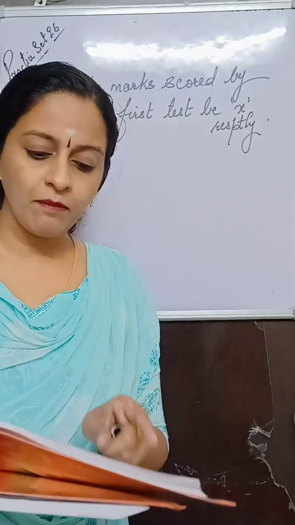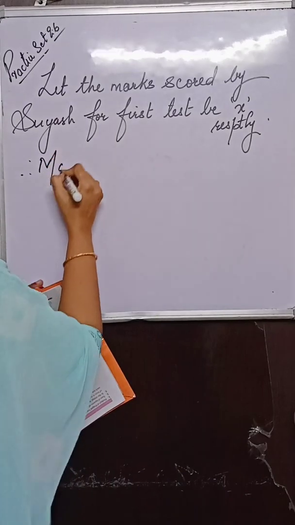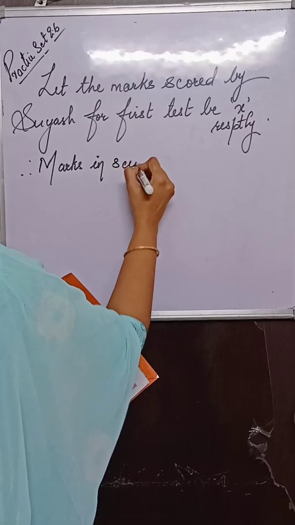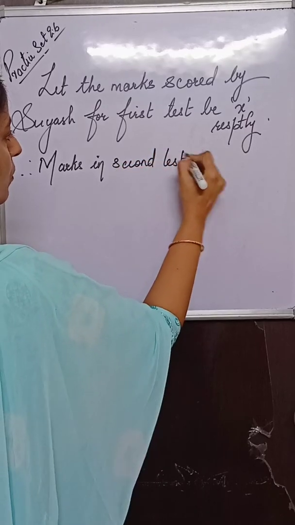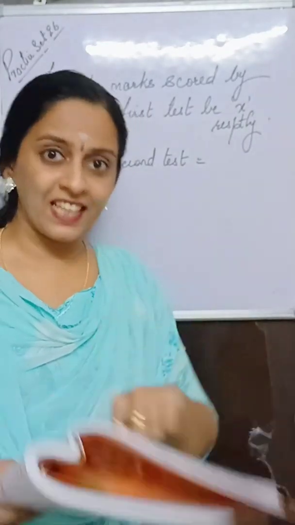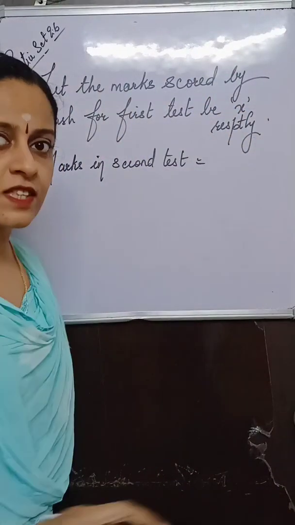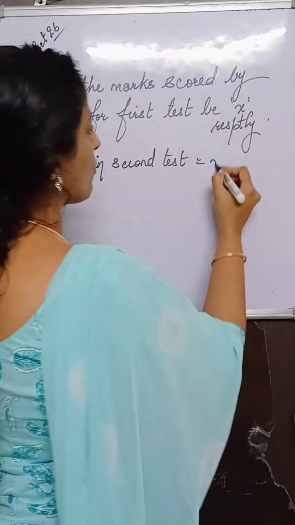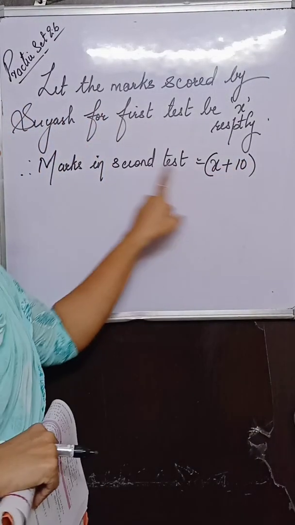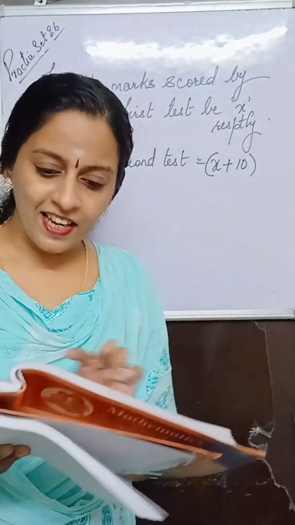Suyash scored 10 marks more in the second test than in the first. So marks in second test is equal to what? Marks scored in the first test we took as x. So 10 marks more means plus. So x plus 10. That is his score for the second test. Both the quantities, test marks, we have. Now let us read further.